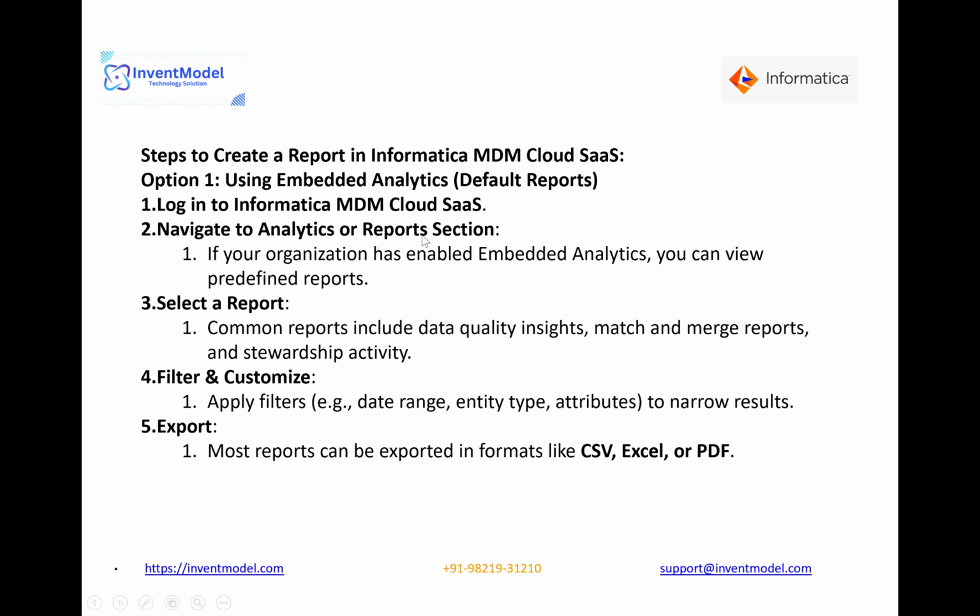Now that we are in the analytics or reporting section, we have to select a report. Then we filter and customize. If we want to apply any filter, such as date range, entity type, or attributes, we can do that in the report. Then we have export. After creating a report, if we want to export it, we can do that in the form of CSV, Excel, or PDF.